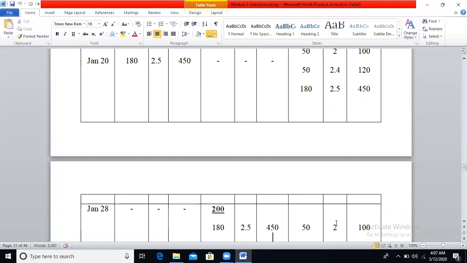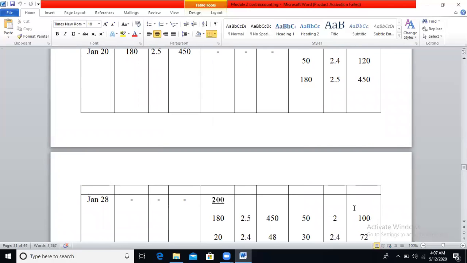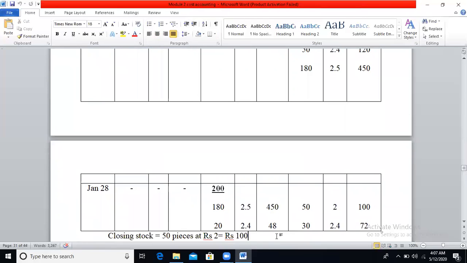Still, I want 20 units. So those 20 units will be taken from the previous purchase. The previous purchase is 50 units at the rate of 2.4. Out of 50 units, the required quantity will be only 20 units. So you will issue 20 units at the rate of 2.4. So you will get 20 into 2.4, 48.